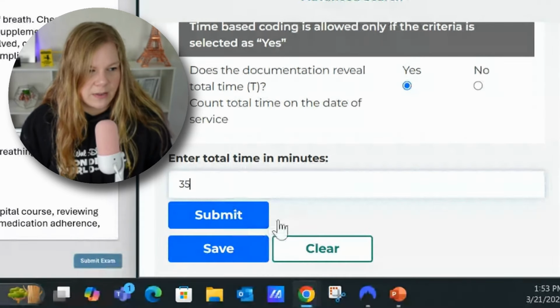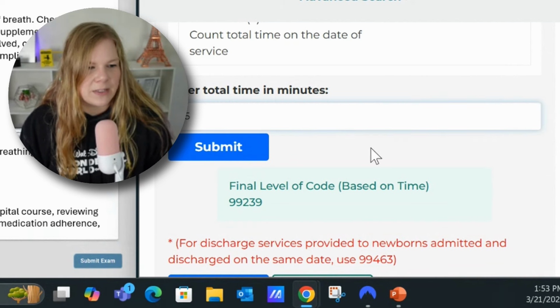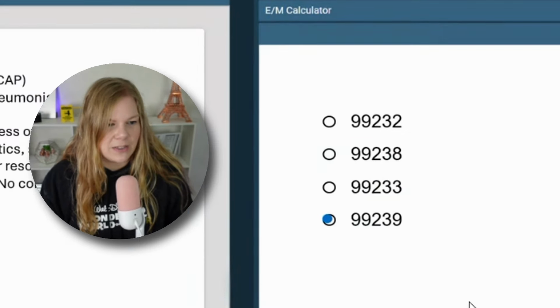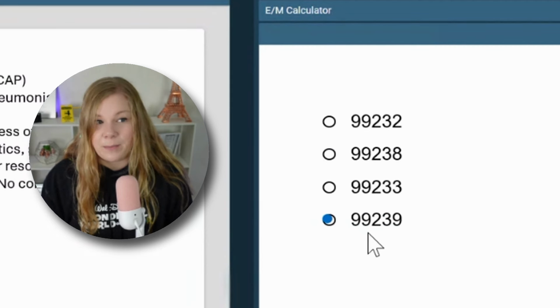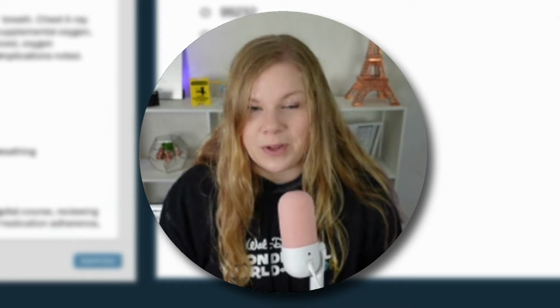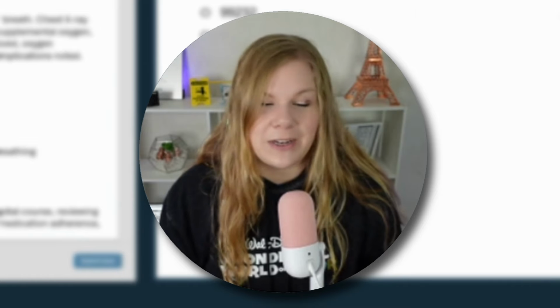So we're going to hit submit. That's how many total time minutes it said. It's going to give us our total time visit of 99239. So when we go back here, it's going to be our 99239. So that makes those timed visits very easy because you just have to plug them in with the calculator and it pops out the code for you.